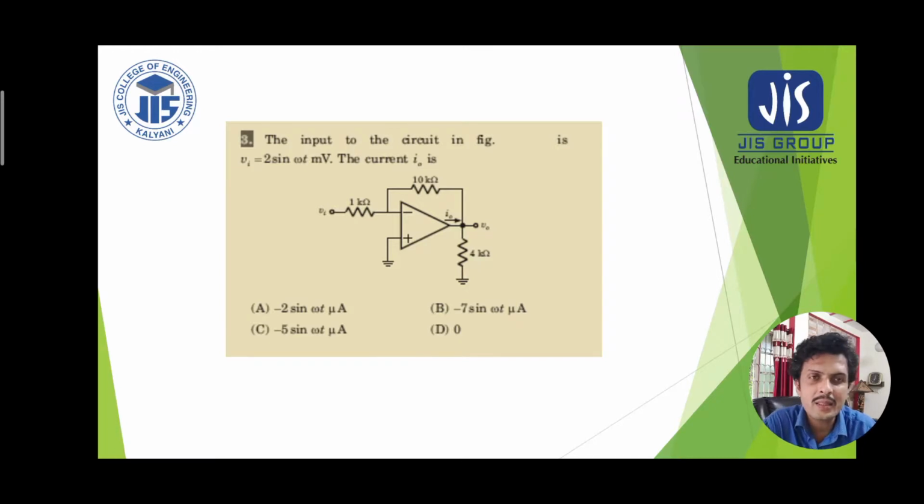We require again Kirchhoff's current law, and in the Kirchhoff's current law we can say that as the non-inverting terminal voltage is 0 volt, therefore the inverting terminal is also at 0 volt. So therefore (Vi minus 0) divided by 1 amount of milliampere is flowing. That means Vi milliampere is flowing through the 1k input resistance.